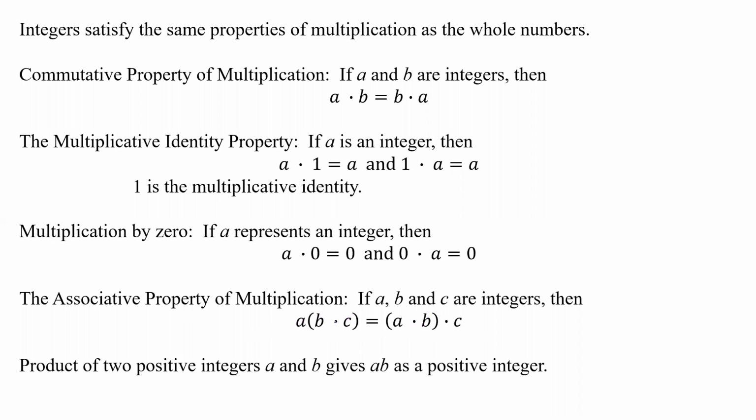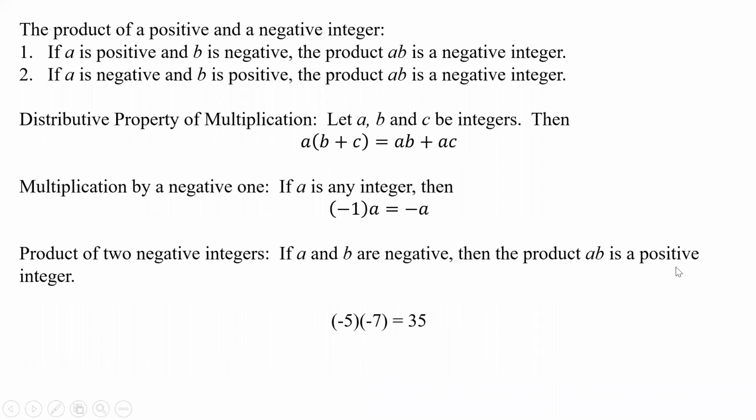So it doesn't matter which order we're multiplying. We take the last two and then times the first one, or we take the first two and multiply by the last one. Now, the product of two positive integers, a and b, gives a times b as a positive integer. So if you take two positives, that's what we're used to as the whole numbers, and that will give us a positive number.